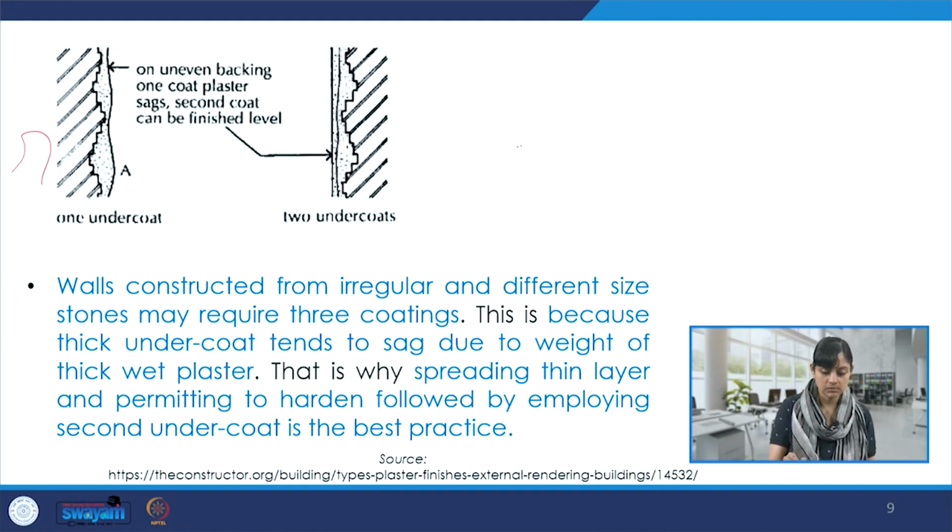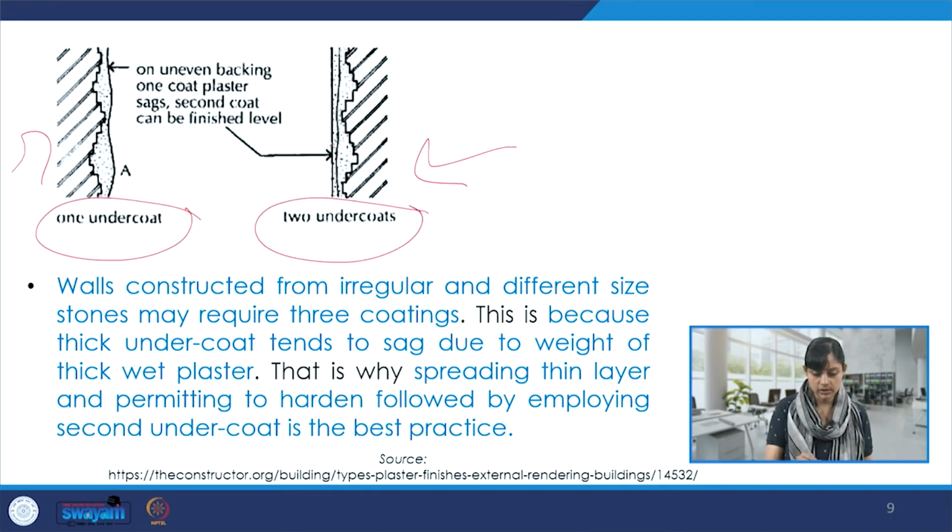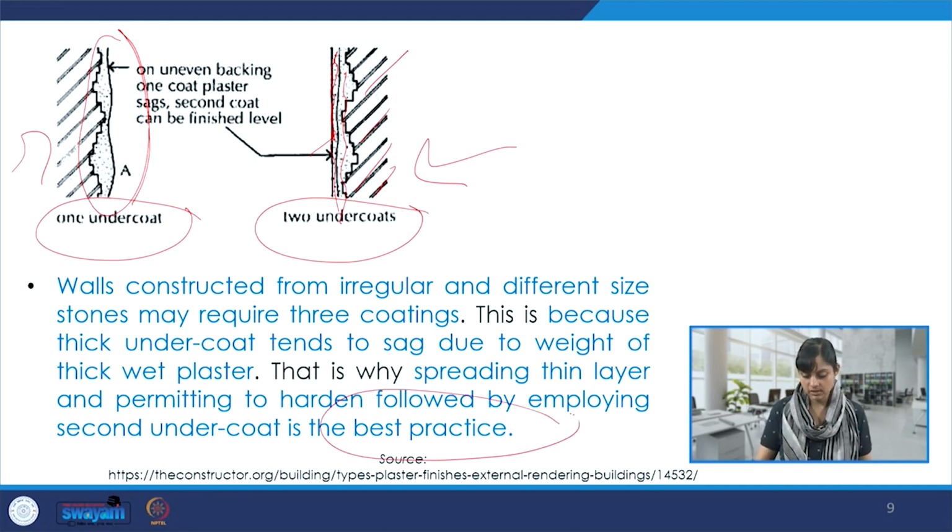So here again some sections to explain, like one undercoat and two undercoats. So one layer is this and another one over here, and this is your wall. Walls constructed from irregular and different size stones may require 3 coatings also, sometimes. This is because the thick undercoat tends to sag due to the weight of the thick wet plaster. That is why spreading a thin layer and permitting it to harden, followed by applying a second undercoat, is the best practice. So we have to think about these considerations before taking final decisions.